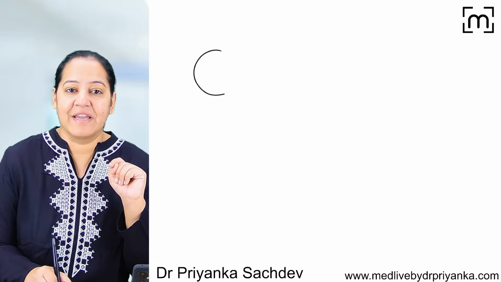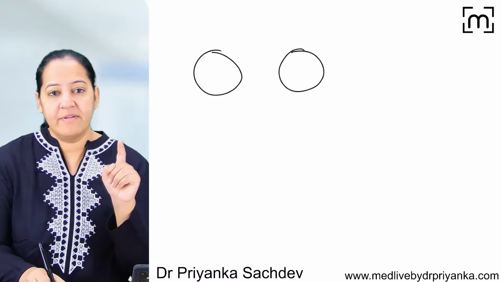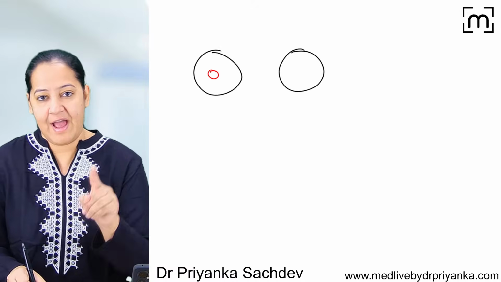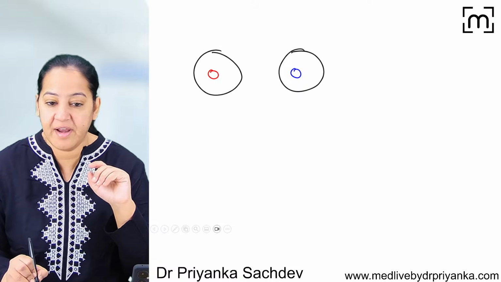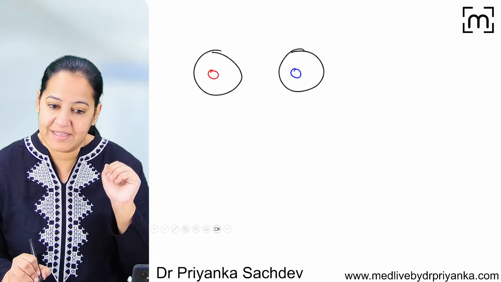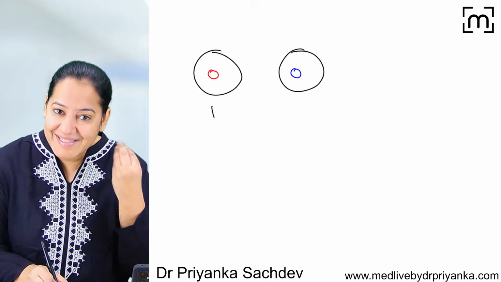What do you mean by transformation? Listen, this is a bacteria. This is also a bacteria. This bacteria has the chromosome and this bacteria has the chromosome. You can see I'm drawing different colors to show you the different types of genetic material, the different chromosomes or genes in the bacteria. Now the first bacteria is dead.